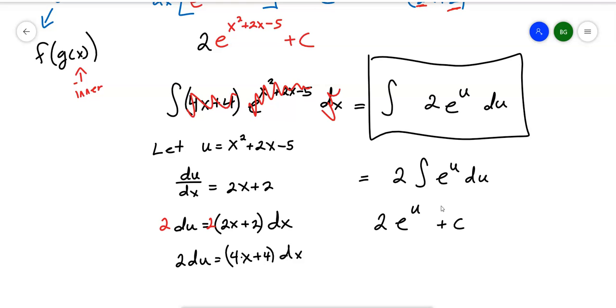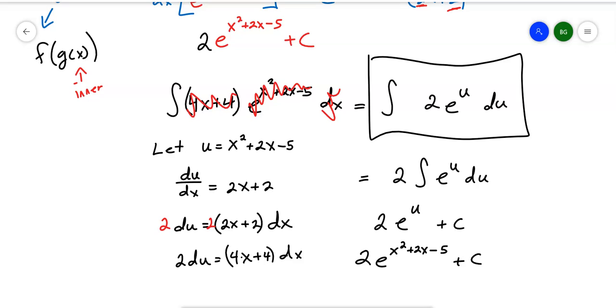Now the only thing is we really don't care what u is. We want to know what things are in terms of x, so just don't forget to swap back out at the end of the day and switch it back in terms of x. I like to think about it in terms of tag team wrestling. You tag your teammate out, you do some stuff, and then at the end of the day you've got to tag your teammate back in. And so there we go. I forgot my plus c.